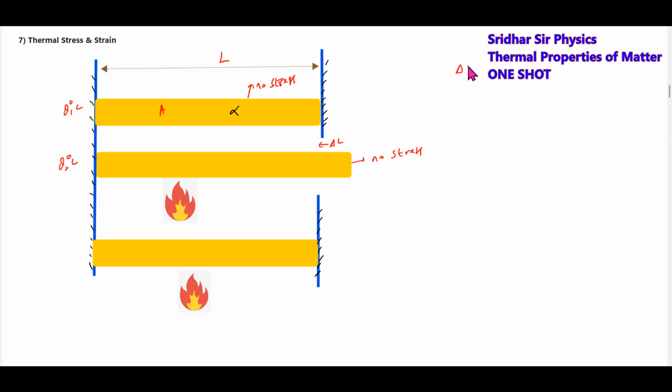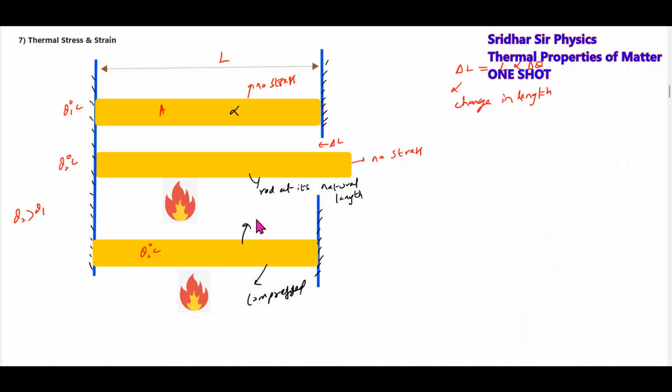What is delta L equal to? Delta L equals L alpha delta theta. There's a change in length. Okay, agreed. Now I'll increase the temperature to theta 2, greater than theta 1. Then what we notice here is that the rod is compressed. Here the rod is at its natural length. Now the rod is compressed by an amount delta L. So now this will be stressed.